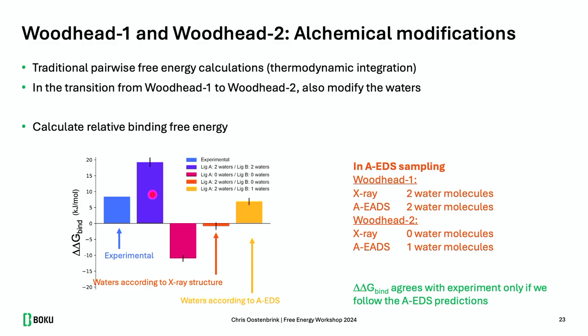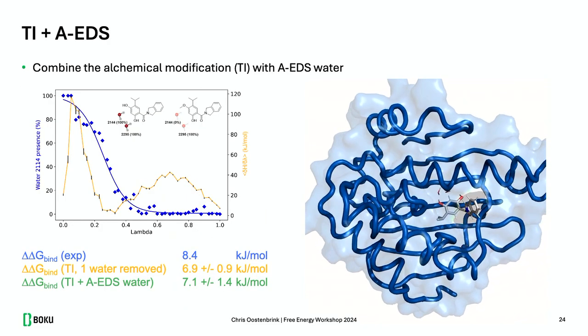If we force there to be always 2 waters, it goes wrong. If we always force to be 0 waters, it goes wrong. If we do 2 waters in one state and 0 waters in the other state, and we do that also in the alchemical process, it still goes wrong. And if we adhere to our AEDS predictions, where we have 2 waters for compound A and 1 water for compound B, then we get very close to the experimental value. So that is a suggestion maybe that at least in our force field, this 1 water molecule should really be there.